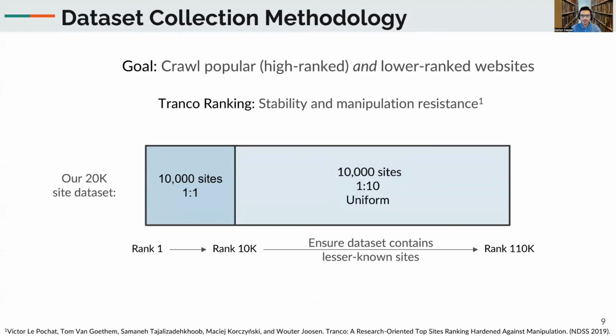From the Tranco ranking, we selected 20,000 websites: all of the top 10,000 websites, as well as an additional 10,000 websites selected uniformly, 1 out of every 10, from rank 10,000 to rank 110,000, in order to ensure that our dataset also contained lesser-known sites.